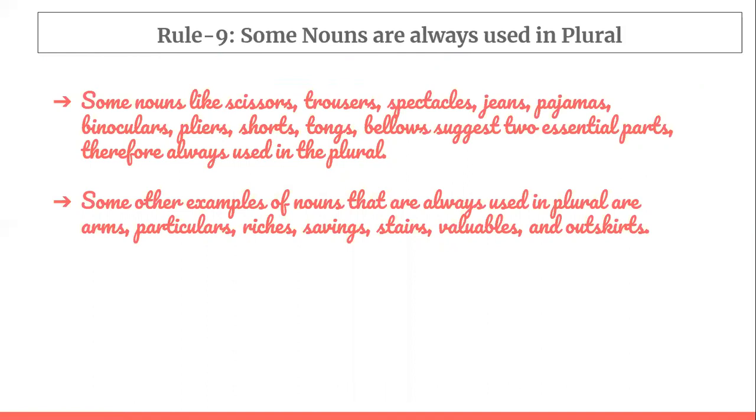Some nouns like scissors, trousers, spectacles, jeans, pajamas, binoculars, pliers, shorts, tongs, bellows. These are basically things that have two essential parts to them, and therefore they are always used in the plural form. Some other examples of nouns that are always used in the plural form are arms, particulars, riches, savings, stairs, valuables, outskirts. These are always spoken only in the plural form.